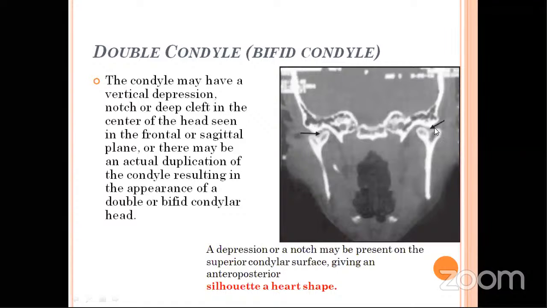Bifid condyle is most commonly seen in the coronal view of the CT, and it appears as a cleft, heart shape. Heart-shaped condyles are seen in the frontal or sagittal plane, or there may be an actual duplication of the condyle, resulting in the appearance of a bifid head.